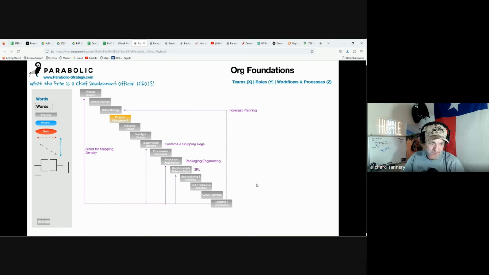We'll have customs and shipping regulations, especially in the EV space. You've got all kinds of certifications for lithium batteries, et cetera. We'll have packaging engineering. We need to understand, will these vehicles be shipped in a knockdown fashion so that at the dealership there's going to be some sort of final assembly, or are we shipping them a 100% totally completed product? And this feeds into our shipping densities. How do we ship these vehicles in the most efficient way possible?